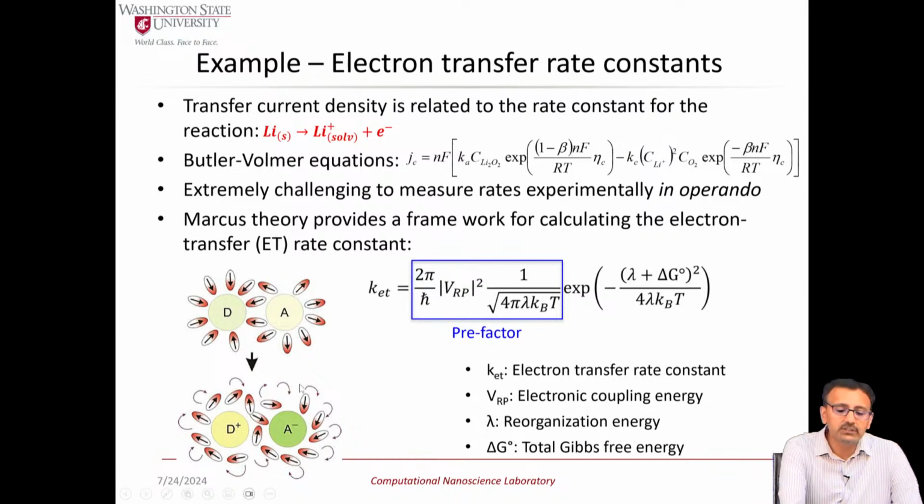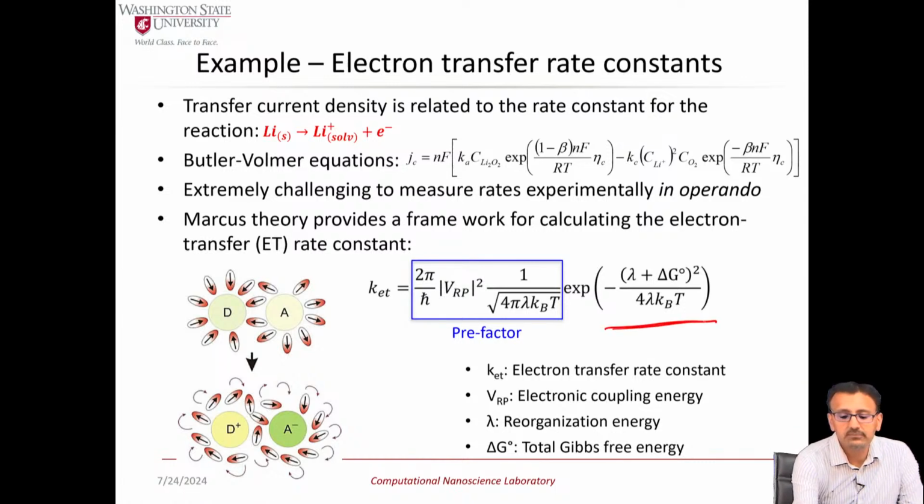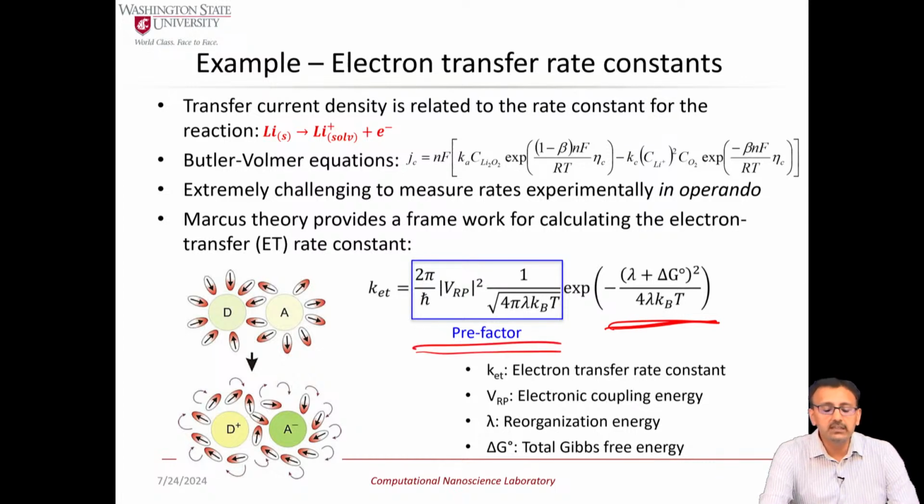So the Marcus theory's model is shown here on this slide. You have an energy term, an Arrhenius type term, and a prefactor. So what are the key parameters in this? There is the total Gibbs free energy that drives that electron transfer reaction. The Gibbs free energy is obviously very important for any chemical reaction. And then there is this term lambda. It's called the reorganization energy. I'll explain reorganization energy in a moment.